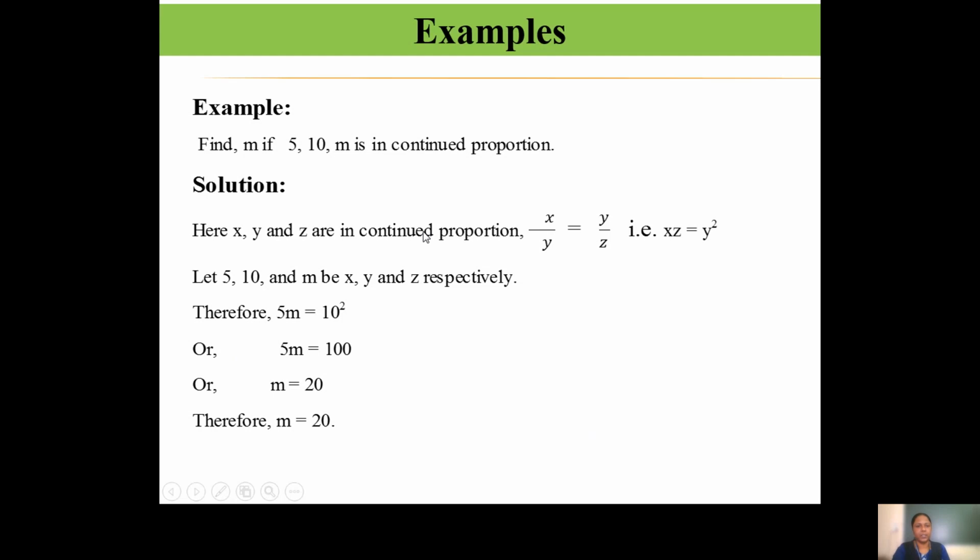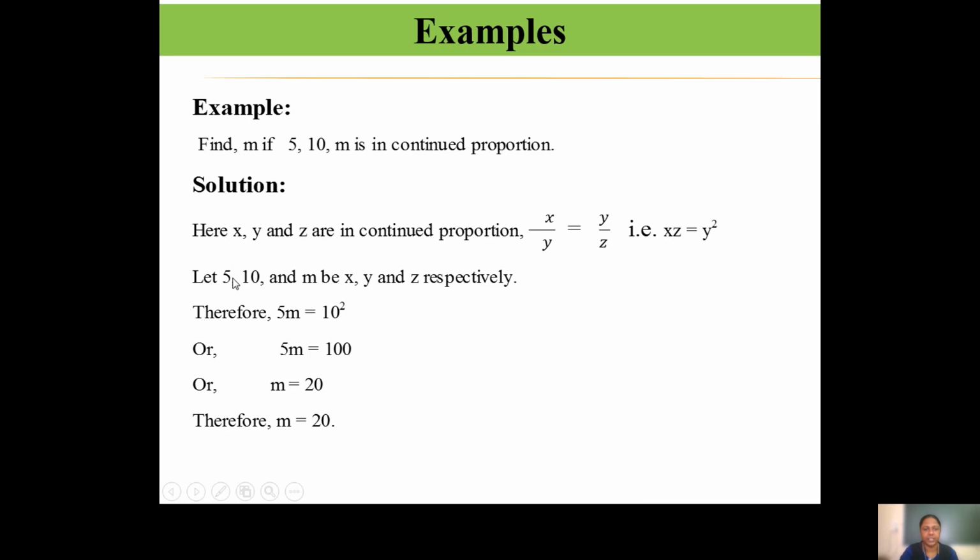Next we will see the examples based on the continuous proportion. So here find m if 5, 10 and m are in the continuous proportion. Here we can compare this with our original definition, that x, y and z are in the continuous proportion. Then we can write x upon y equals y upon z, so it is x into z is y square. So here we will represent these numbers as x, y and z.